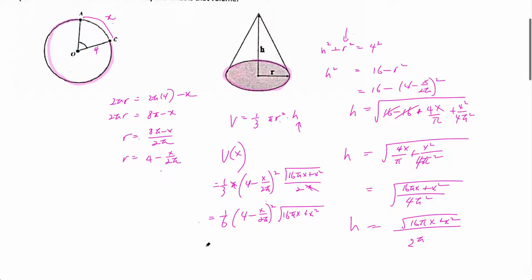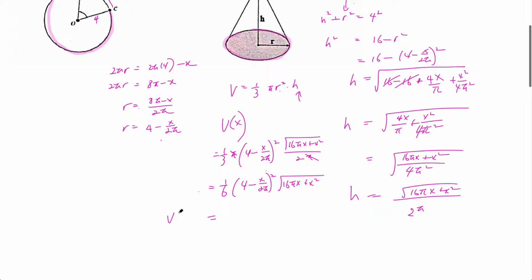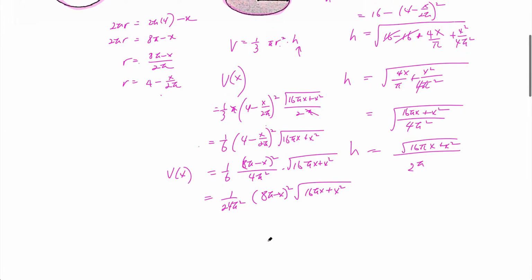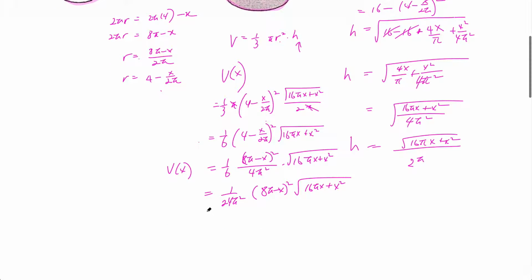Okay, so now we need to differentiate this. But let's just clean this up. 1 over 6. This is actually 8 pi minus x squared over 2 pi squared, so that's 4 pi squared. Okay, just going to pull that out, so it's 24 pi squared, and you're left with 8 pi minus x squared, 16 pi x plus x squared. I don't want a fraction if I don't need to in my differentiation, right? It's going to complicate my expression for my derivative.